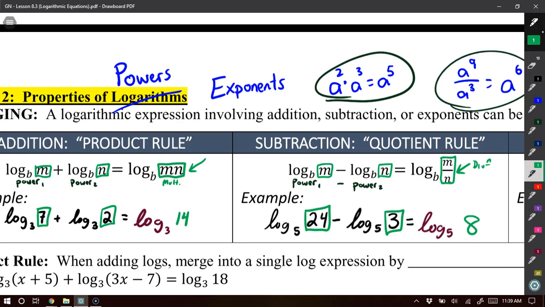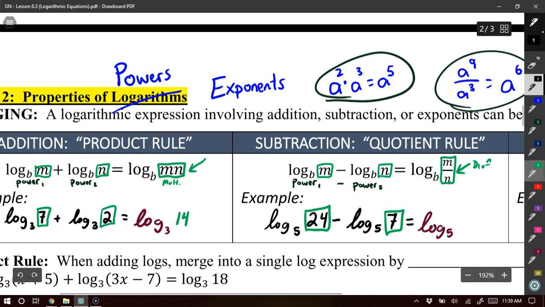Now, what if it wasn't nice numbers? I mean, 24 and 3, that was really nice because I could do that division. But what if I couldn't do the division? What if it was log base 5 of 24 minus log base 5 of 7? How do you merge those together? Well, you divide them, 24 over 7, and just leave it alone. So that's your quotient rule. So when you're subtracting logs, you merge them together in a single log by doing division.